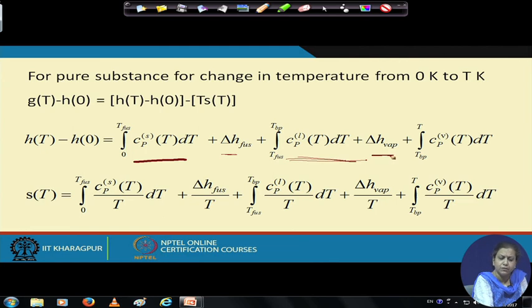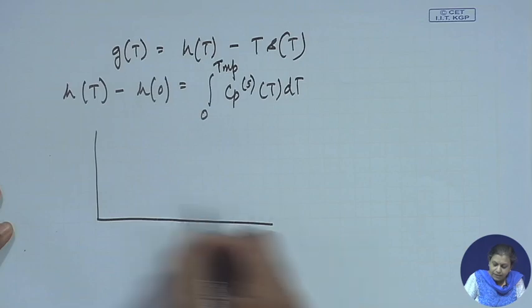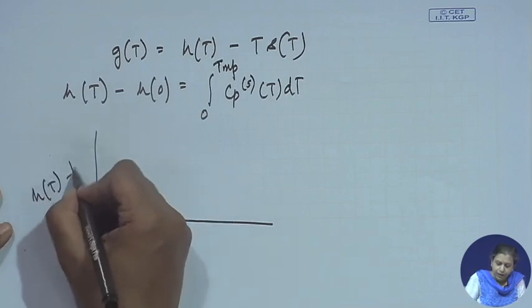Finally, the entire substance has vaporized and is in the vapor state, and then we heat the vapor to some high temperature, say T. So this whole expression gives the enthalpy change of the pure substance when it is heated from a temperature of 0 degree centigrade to a high temperature T Kelvin, such that at T Kelvin the substance remains in the gaseous state.